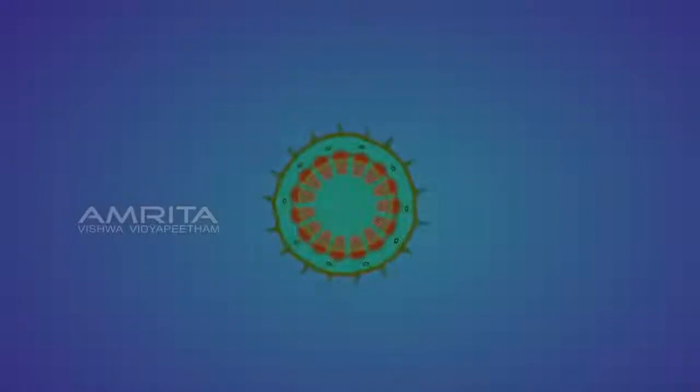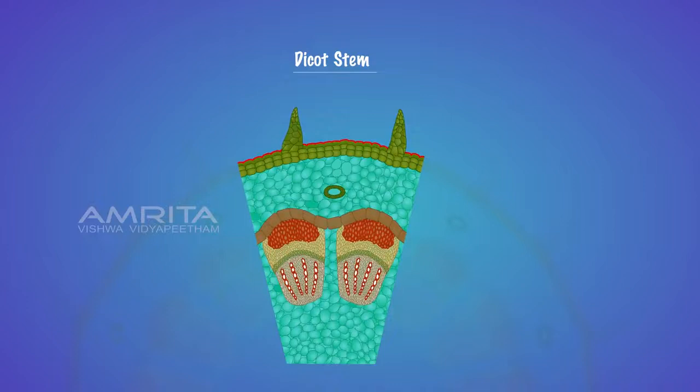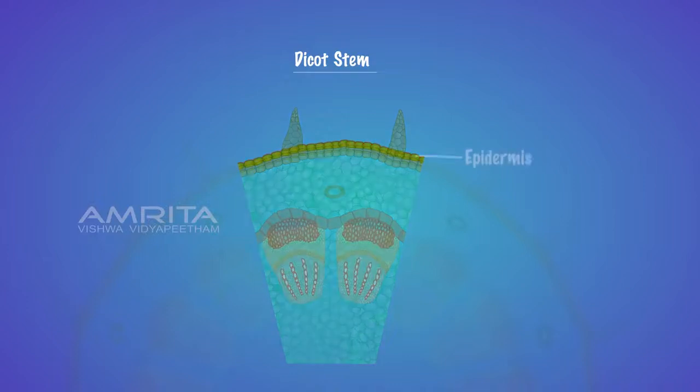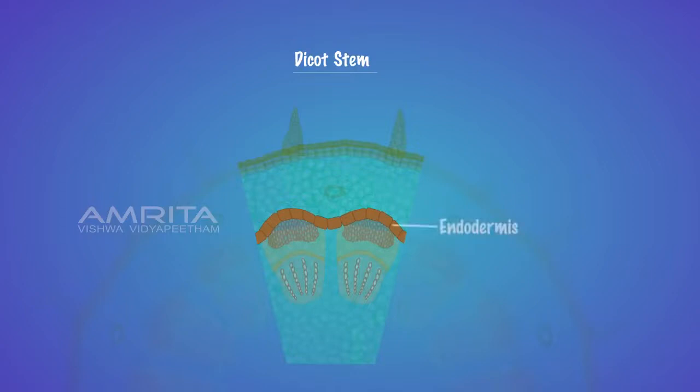Observations: Dicot stem. A typical dicot stem shows an outer layer of parenchyma cells forming the epidermis. Beneath the epidermis lies a few layers of collenchyma cells forming the hypodermis. The cortex in dicot stem consists of several layers of parenchyma cells that lie between the epidermis and the vascular bundle. Endodermis is a single layer of parenchymatous cells that separates the vascular tissue from the cortex.